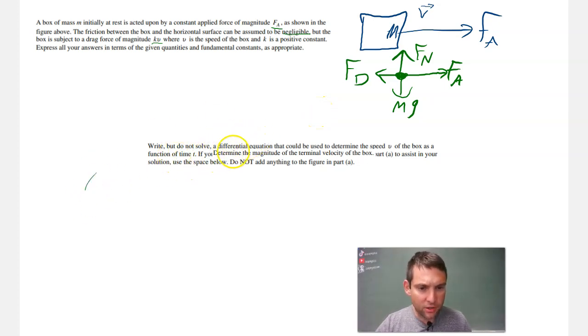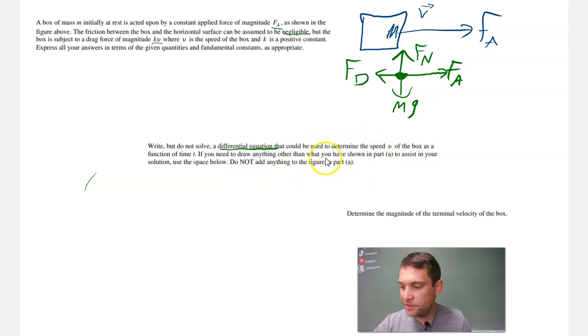Right, but do not solve a differential equation. And that's what this little video is about, is a differential equation. What in the world is a differential equation? That could be used to determine the speed of the box as a function of time. And it says if you need to draw anything extra, you can do that, but don't add anything to it.